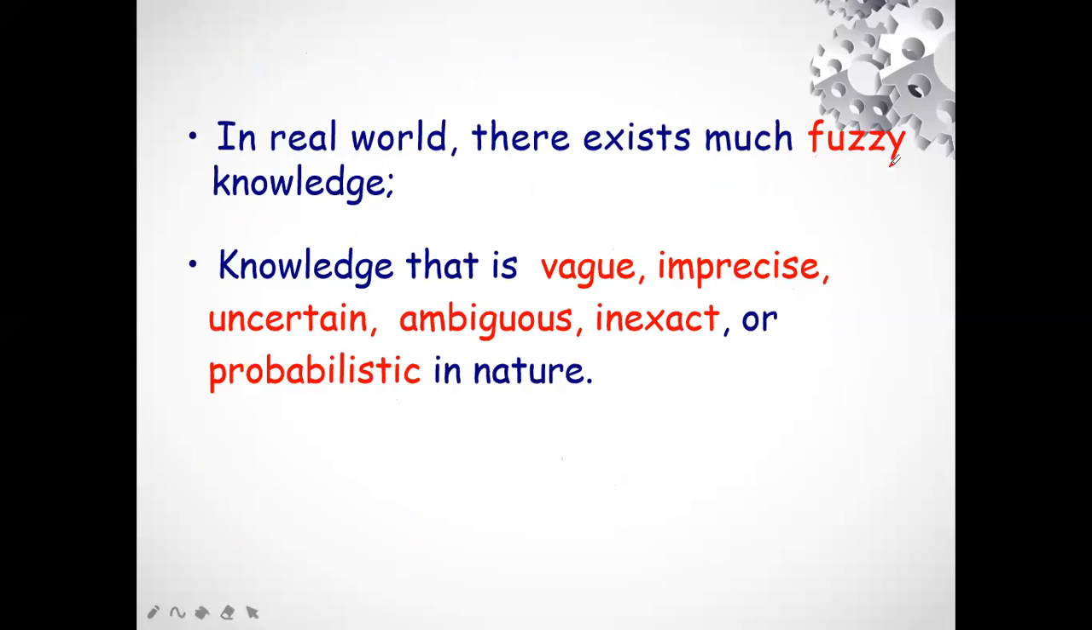Now, in the real world, there exists fuzzy knowledge. Knowledge that is vague, imprecise, uncertain, ambiguous, inexact, or probabilistic in nature. At that point, we are going to use fuzzy logic, right? So these are the points which we need to remember about where we can use fuzzy logic. Wherever the knowledge is vague, imprecise, that means not precise, uncertain, which is not clear, ambiguous, again unclear, inexact, where we do not have the exact answer, or probabilistic in nature, that is what I told you, that we depend on the probability of past experience and then we analyze and reason the current situation and give our decision. So that is what we are using fuzzy logic for.